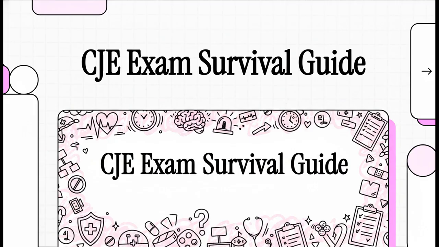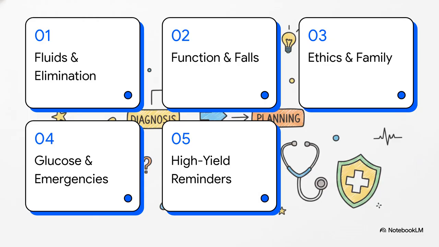The CJE isn't just about memorizing random facts. It's about making safe, priority decisions when everything is hitting the fan. So, we're going to build that clinical reasoning right here, piece by piece. So here's our game plan for this shift. We're covering fluids and elimination basics, functional ability and falls, ethics and family dynamics, glucose regulation in emergencies, and finally, some high-yield CJSE reminders. All right, let's just get to work.